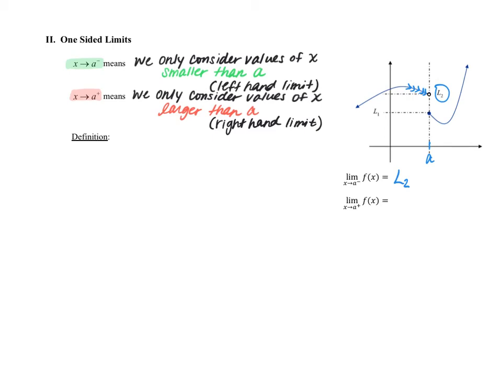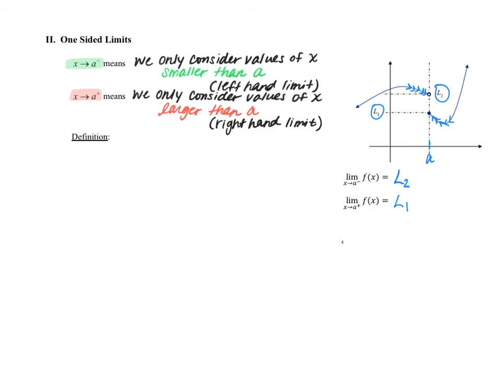However, the right-hand limit, the limit as x approaches a from the right, that means I'm going to totally ignore the values that are smaller than a, and that puts me on this side of the graph. And I'm crawling along, and as x gets closer to a, my y values are getting closer to this y value, which is marked as L sub 1. So that's how we do one-sided limits.